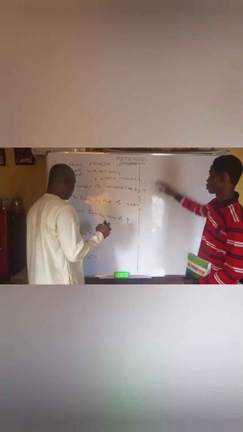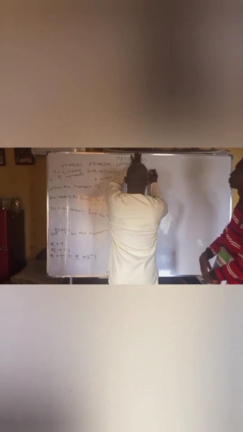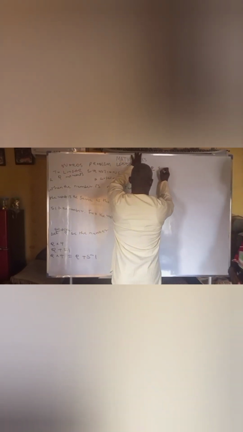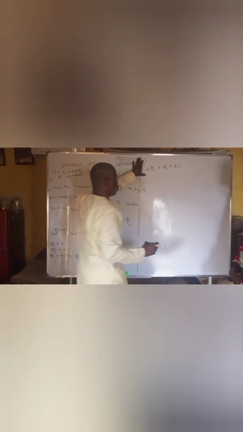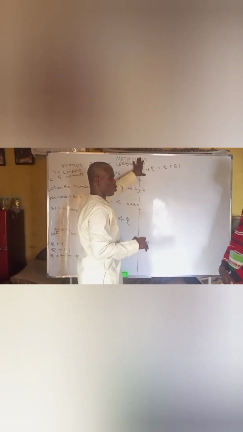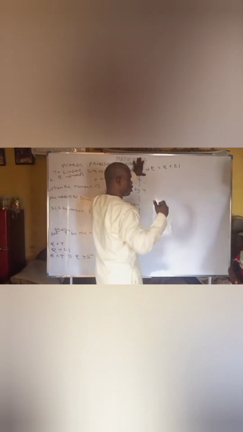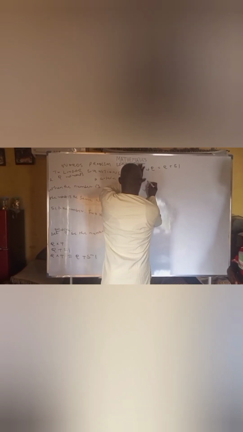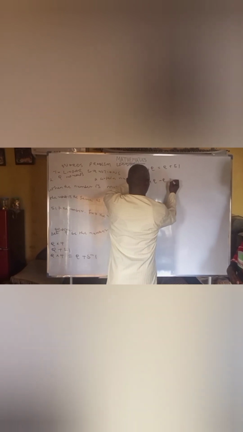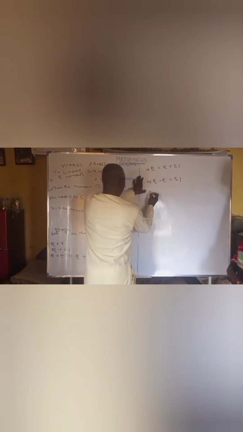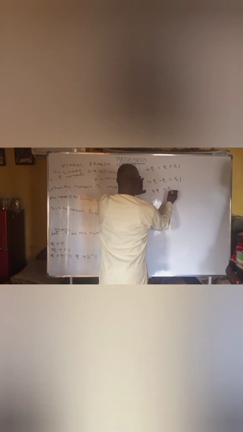So let me write on the other side. Q times 4 will give you 4Q. It's equal to Q plus 51. So what do we do? We collect the like terms. We transfer the Q on the right hand side to the left hand side, and it changes its positivity to negativity. So that we now have 4Q minus Q is equal to 51. Then 4Q minus Q will give us 3Q is equal to 51.